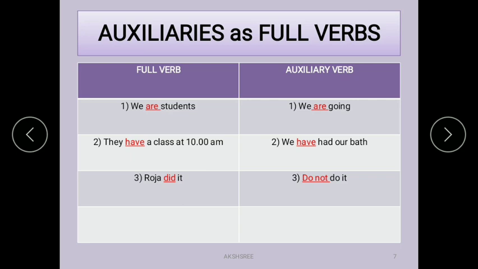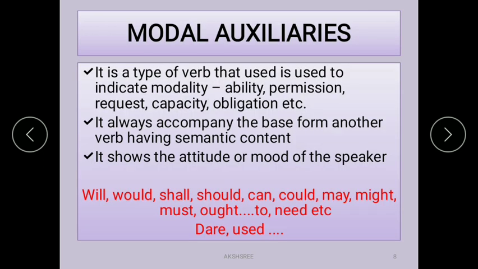And what about next? We have already said that auxiliary verbs are divided into two, that is primary auxiliaries and what is next? That is modal auxiliaries. What is a modal auxiliary? The rest of the auxiliary verbs come under the heading modal auxiliaries. It is a type of verb that is used to indicate modality, ability, permission, request, capacity, obligation, etc. It always accompanies the base form of another verb having semantic content. It shows the attitude or mood of the speaker.